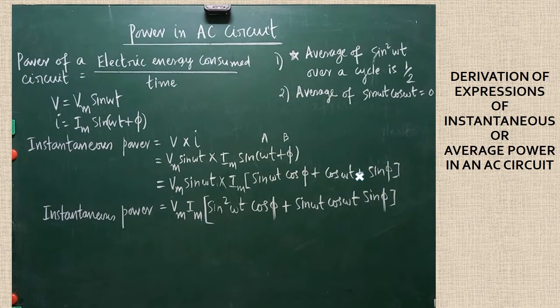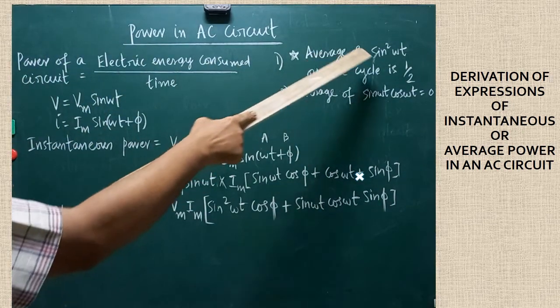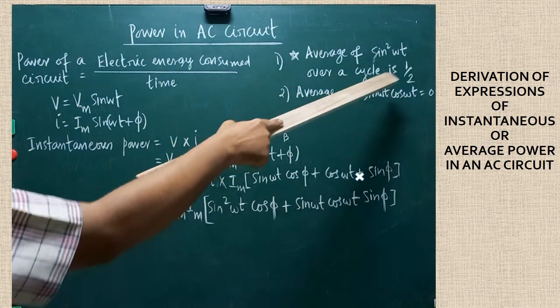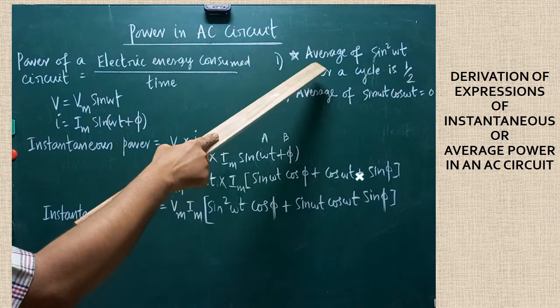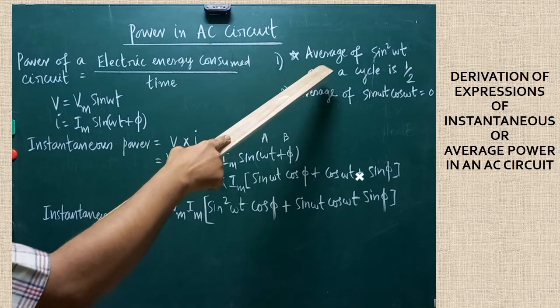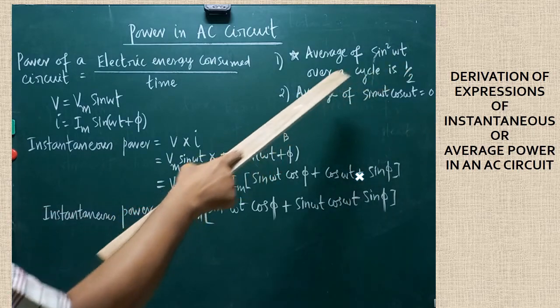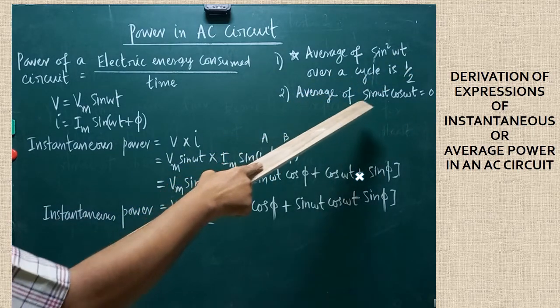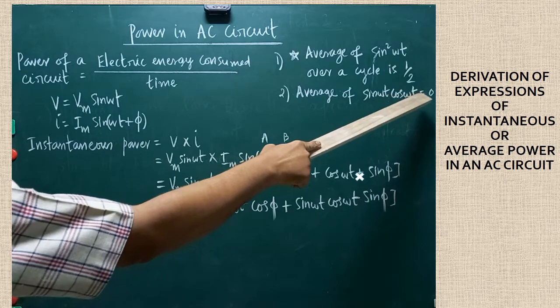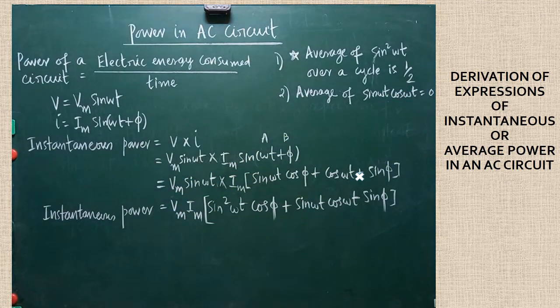Here, we have to use certain assumptions. Very important one: the average of sin square omega t over a cycle is half. This one must be learnt by heart while deriving the equation. The average value of sin square omega t over a cycle is half. Like that, the average value of sin omega t cos omega t is also equal to 0.